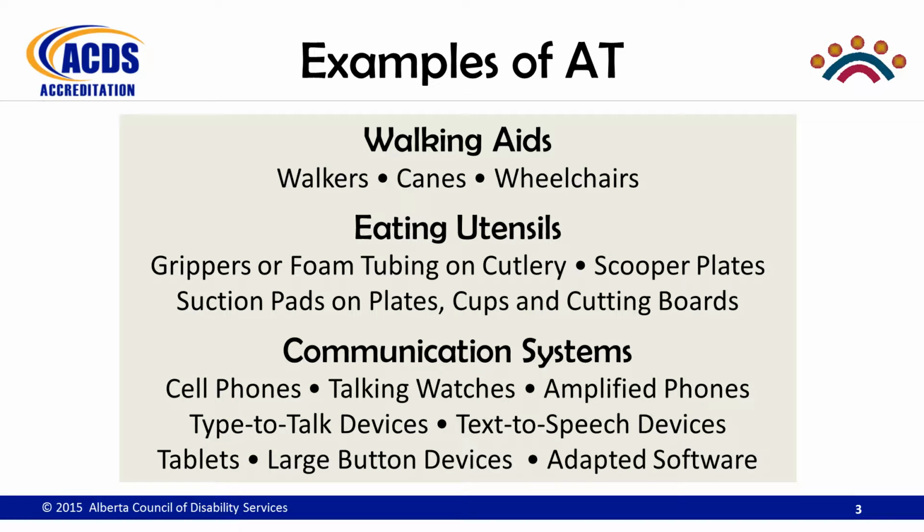There are many examples of possible assistive devices. Here are a few examples. There can be walking aids, eating utensils, or communication systems. These are the devices that are operated by the individual whenever possible.